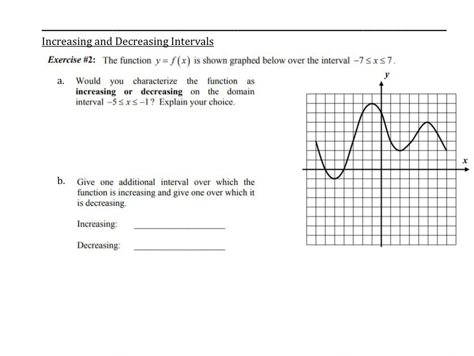All right, so I think of increasing and decreasing intervals. Whenever I read a graph, I always read a graph from left to right, and that's super important when you look at increasing and decreasing intervals. So for example 2, it says the function y equals f of x is shown graphed below over the interval of -7 to 7, right? That's my domain. It's starting at -7 and it's ending at 7.